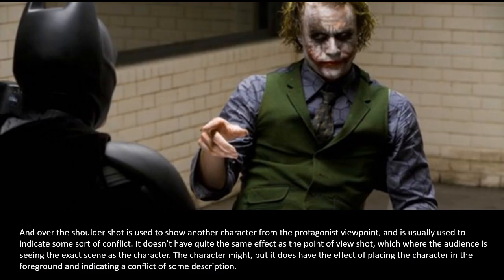The over-the-shoulder shot is used to show another character from the protagonist's viewpoint. It's not the same as a point of view shot. It suggests conflict. Whenever this kind of shot is being used, it's always used to suggest the idea of conflict between two characters. It places the protagonist in the foreground and usually the villain standing in front of him. It's the kind of shot that we would see a lot in the old westerns. Use this one an awful lot.